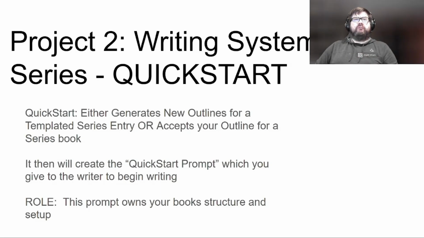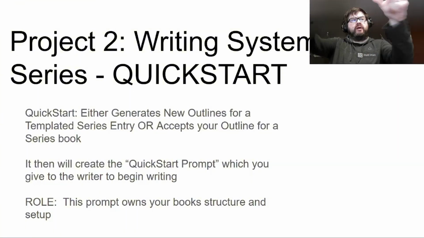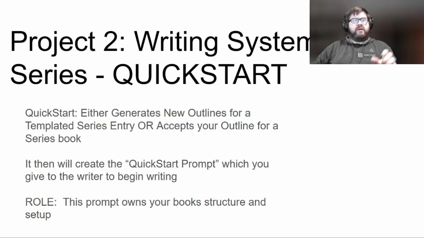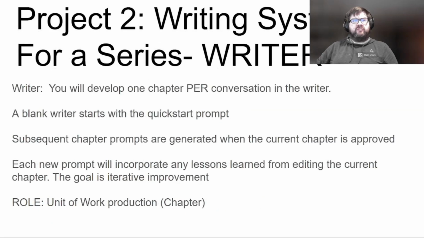Project 2 is going to be the writing system, and your first prompt in that is the quick start prompt. So the quick start is going to generate new outlines for a templated series entry, or it'll accept your outline for a series book. So basically, it can know how your books are and just create the outlines and create the book essentially from scratch, or you can bring your own outline. Those are the two modes that it will write a quick start for, depending on how you like to work. Its role is it owns your book structure and setup.